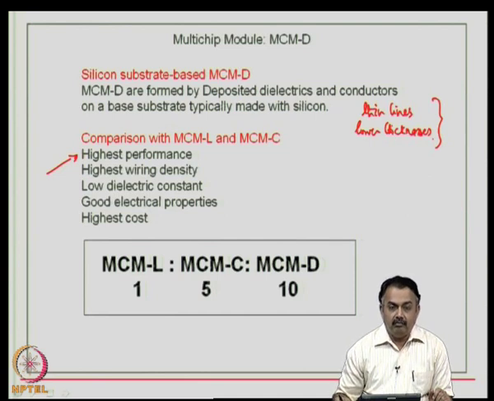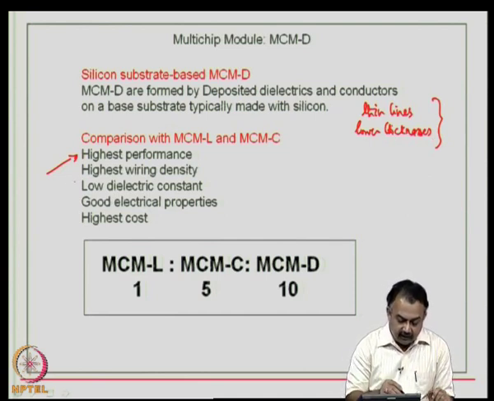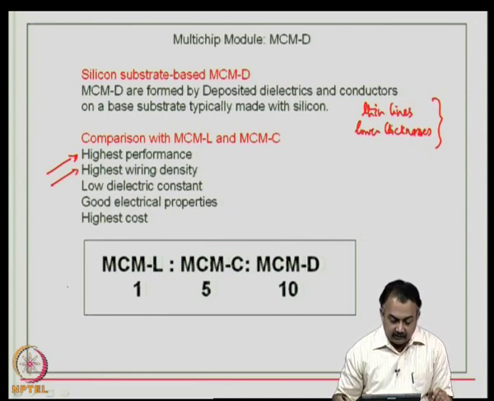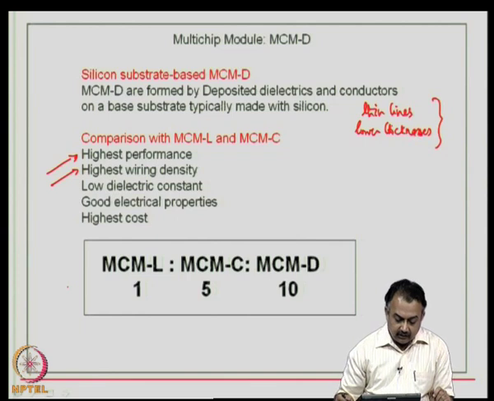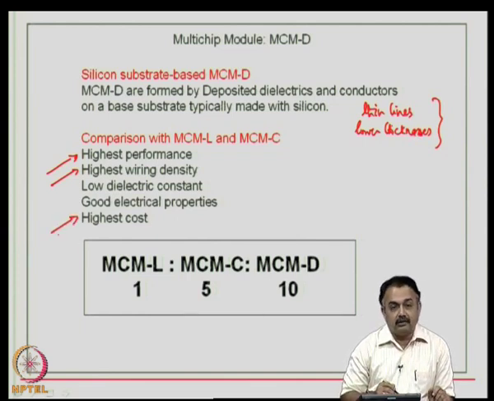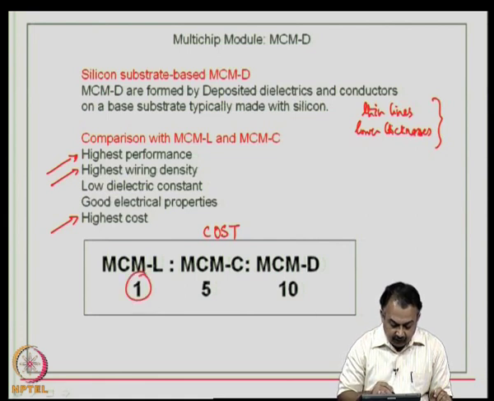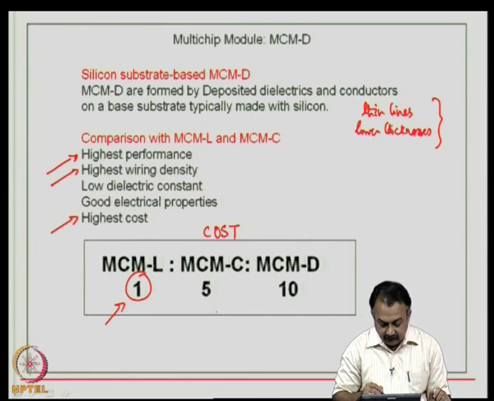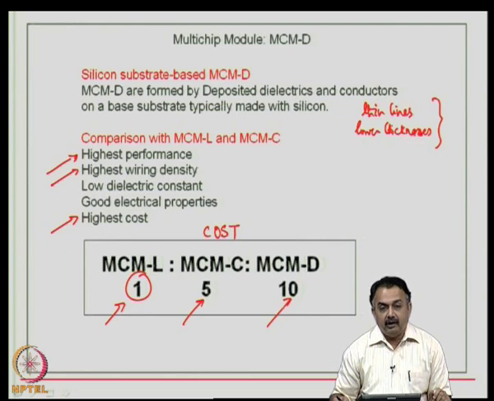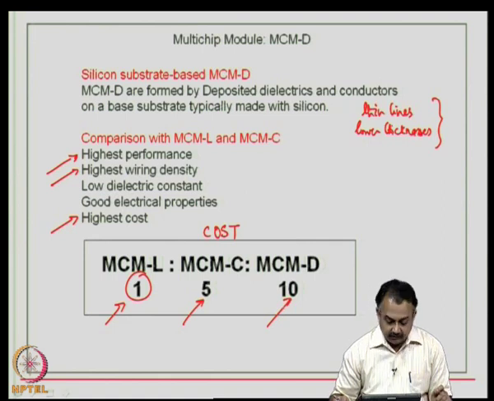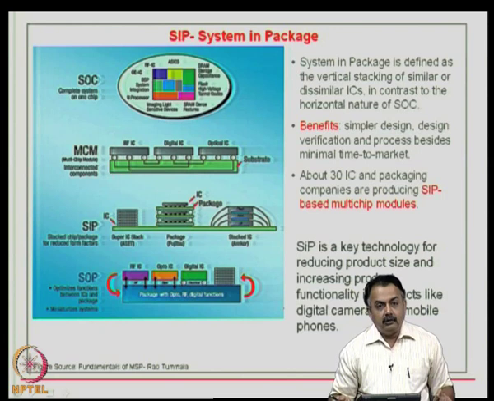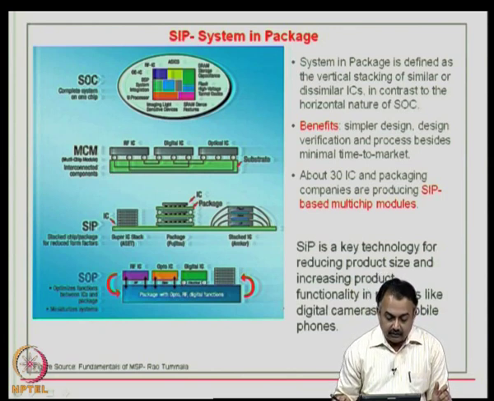Therefore, you are able to get better electrical performance. Highest wiring density, again because of these feature sizes being better. Low dielectric constant, good electrical properties, but highest cost. So, if you look at cost as an issue in comparison between MCM types, if you take one for MCML, then MCMC is 5 times costly compared to it, and MCMD is 10 times that of MCML. But as I said, the choice of MCMC and MCMD will depend on the end application. So, that completes the multi-chip module introduction.